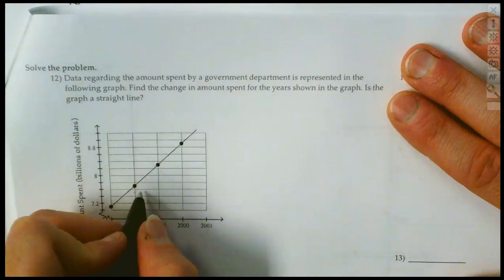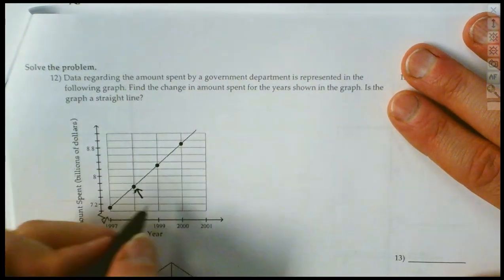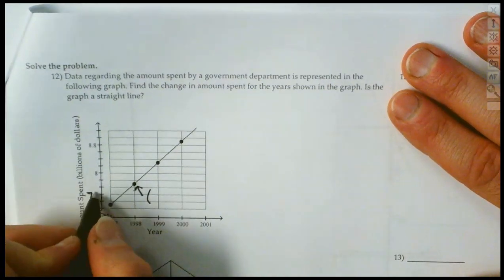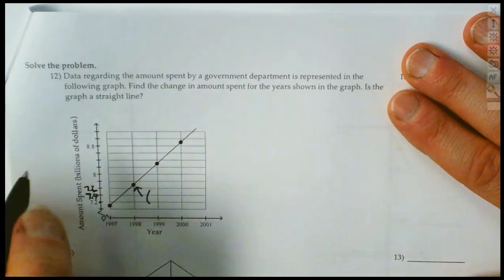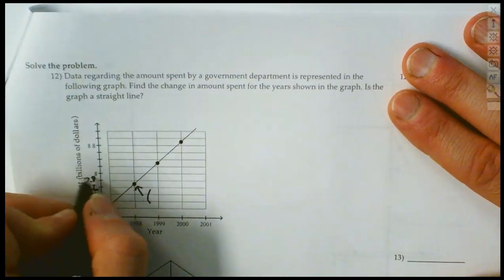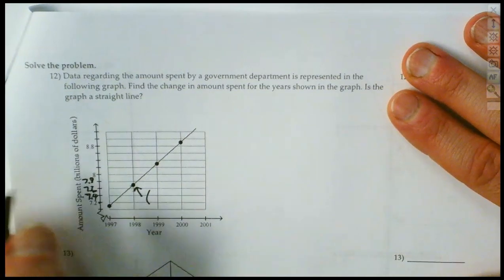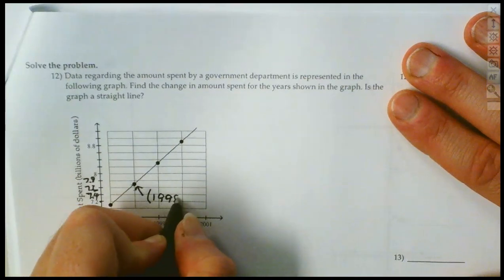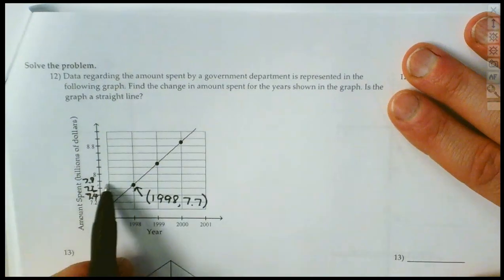So this point right here, as an ordered pair, would be, there's 7.2, 7.4, 7.6, 7.8. It looks like it's right in between them. So I would say that's 1998, comma, about 7.7. It goes right in between there.